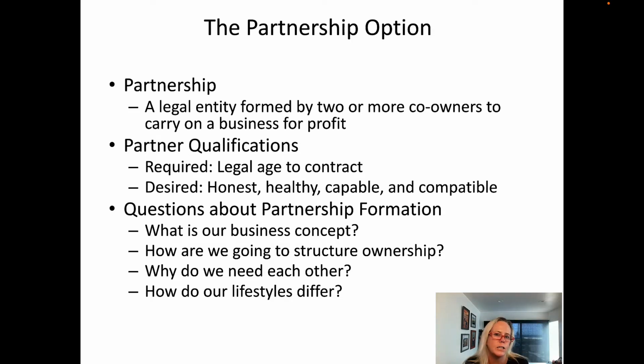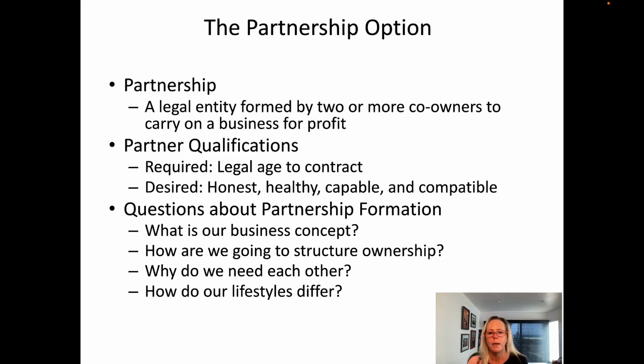The only qualification that you need to be a partner is you have to be of legal age to contract, that's 18. Ideally, you want somebody who's honest, healthy, capable, and compatible to your personality and business style. In order to determine compatibility, you might want to ask yourselves, what's our business concept? Do we need both of us, or more than one of us, to run it? What is this team going to do for the business? How are we going to structure ownership?